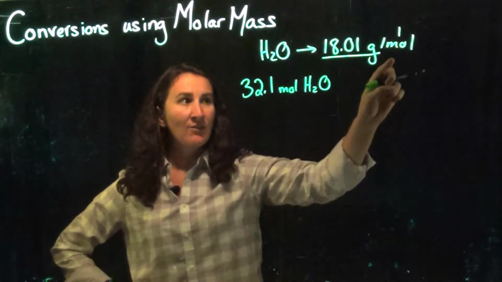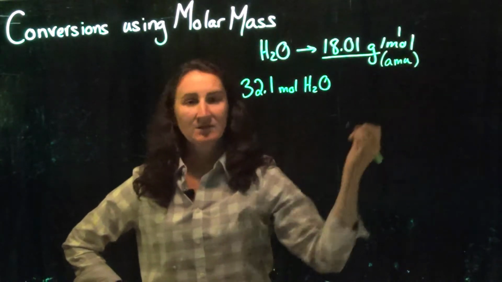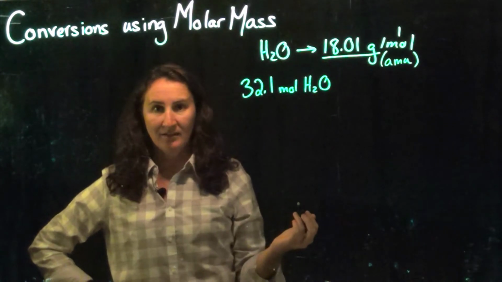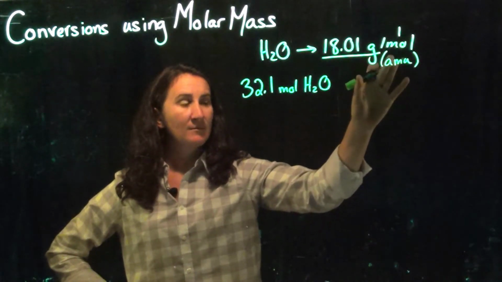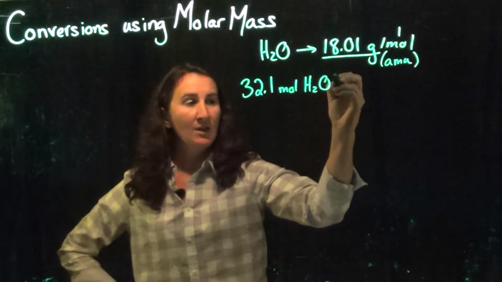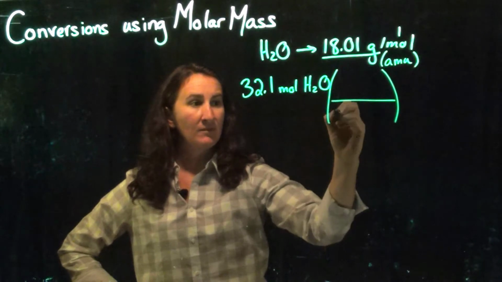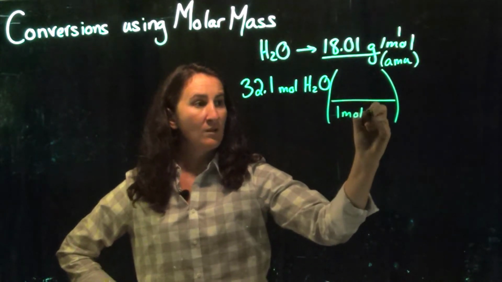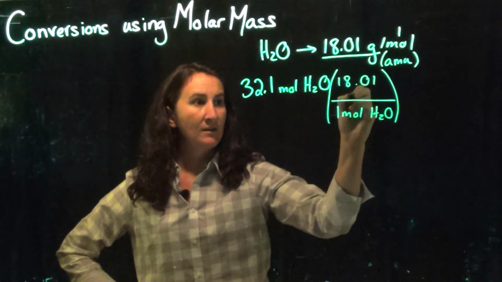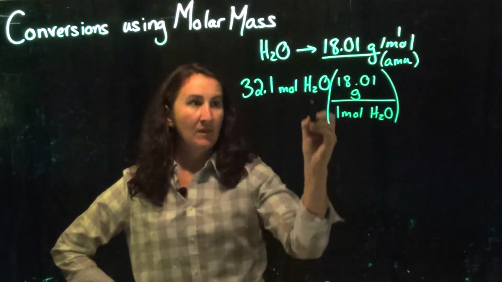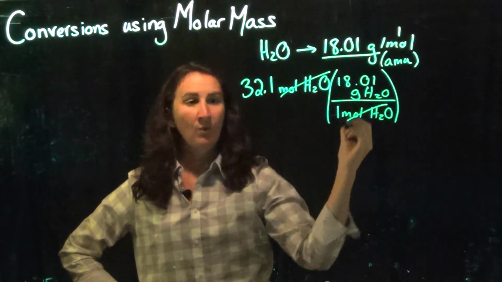Another way people have done this is with AMU, atomic mass units. They're going to be the same thing for our purposes. So grams per mole: we start with moles, which means if we're going to convert to grams, we need grams on top and moles on the bottom. So for every 1 mole of water, it's going to weigh 18.01 grams. Moles are going to cancel, and you're going to be left with grams of water.